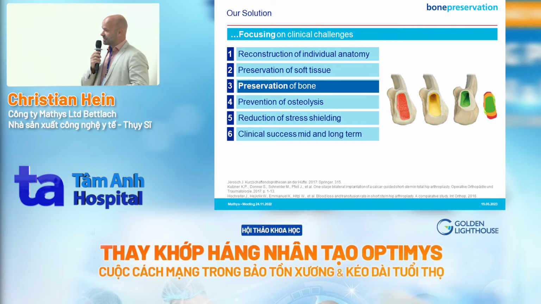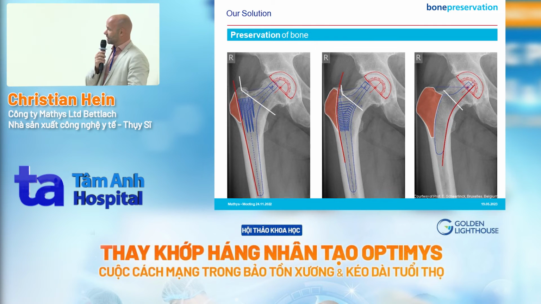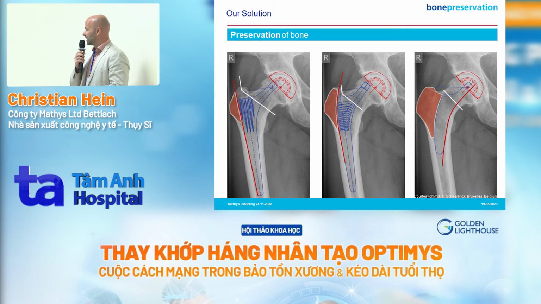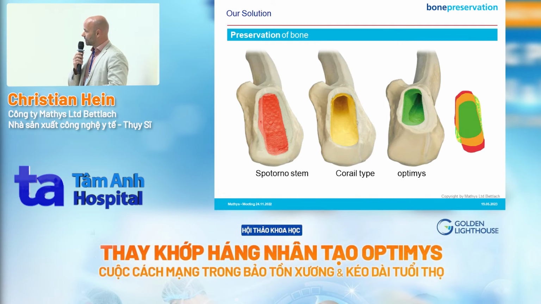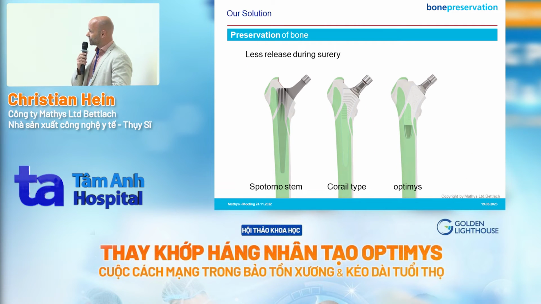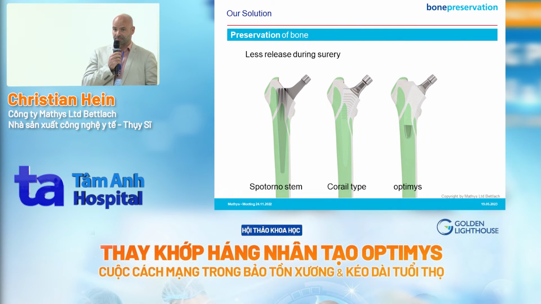And as you have seen before from Professor Pfeil, this is really the point where we need to take care. How can we preserve this greater trochanter area? With Optimys, you really have the possibility to preserve this kind of bone, which is quite important for later recovery. As you can see here are all the soft tissues which we are able to preserve with a short stem, whereas with a straight stem, you have the risk to go more and more into this region.